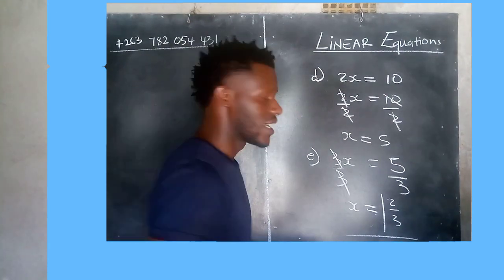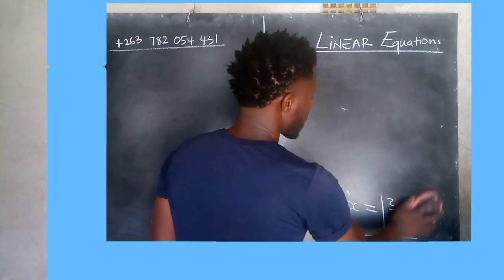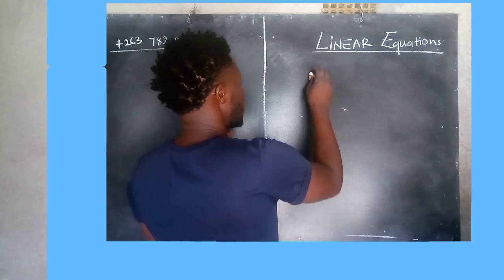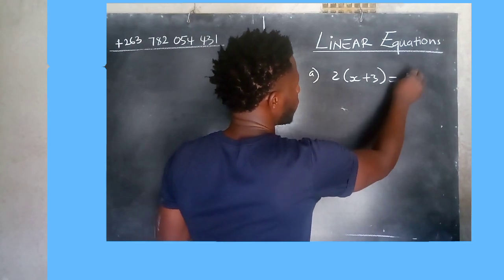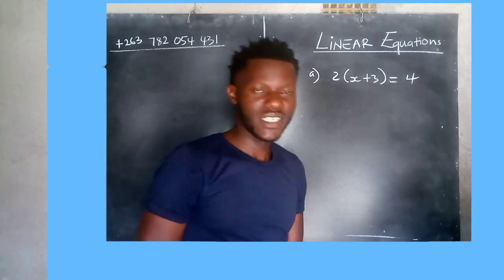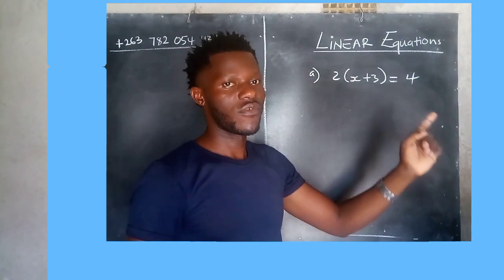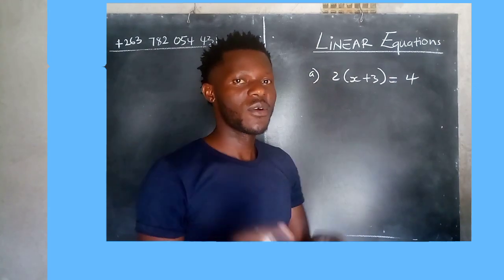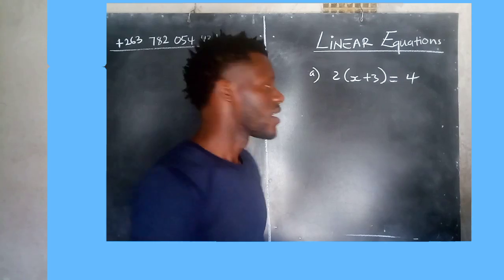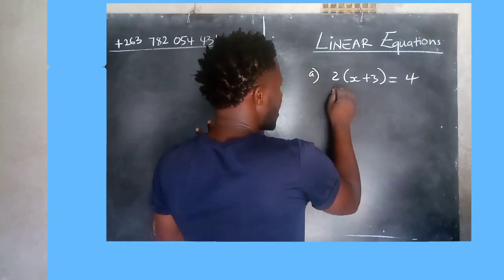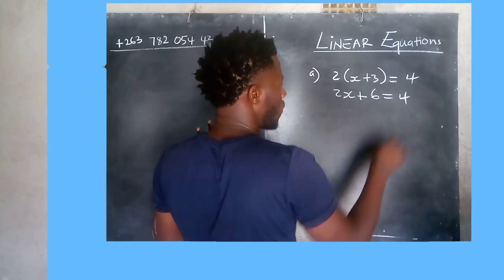Let's have examples whereby we have equations involving brackets. Like this example. 2 times the bracket x plus 3 is equals to 4. When the equations involve brackets, as simple as that, simply remove brackets first before you group. I know you know how to remove brackets. According to the previous tutorials on algebra, we covered that one. 2 times x, we get 2x. 2 times 3, we get 6, equals to 4.